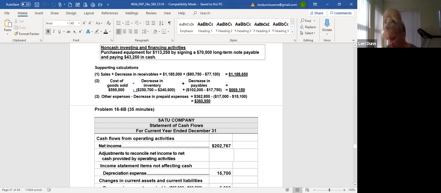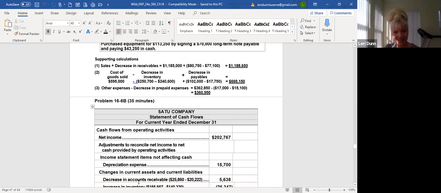So we'll take a look. Did accounts receivable increase or decrease? If you take the difference between the prior year and this year, you will see that it did decrease. So there's an overall decrease in our accounts receivable account. What we report here is how that decrease impacts cash. If accounts receivable is decreasing, that means we collected more in cash, so it's a positive impact. We show that as positive 5,638.